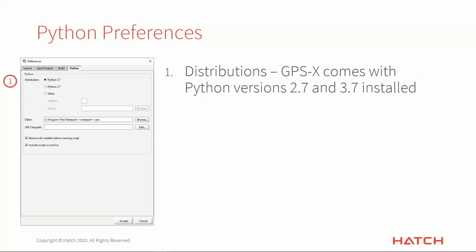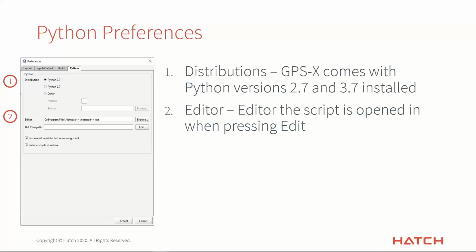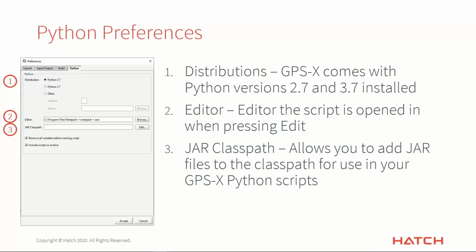We're going to be using 3.7 in this demonstration, but you also have the option to add other versions of Python if you want to by selecting the other option and then providing the version you're using and then the path to the Python executable. The next option is the editor field, which specifies the text editor or IDE that you want to open up scripts in when you press edit. So I just have it pointing to Notepad++ on my machine. Finally, we have the jar class path field, which allows you to add Java jar files to be accessible for use in Python scripts.